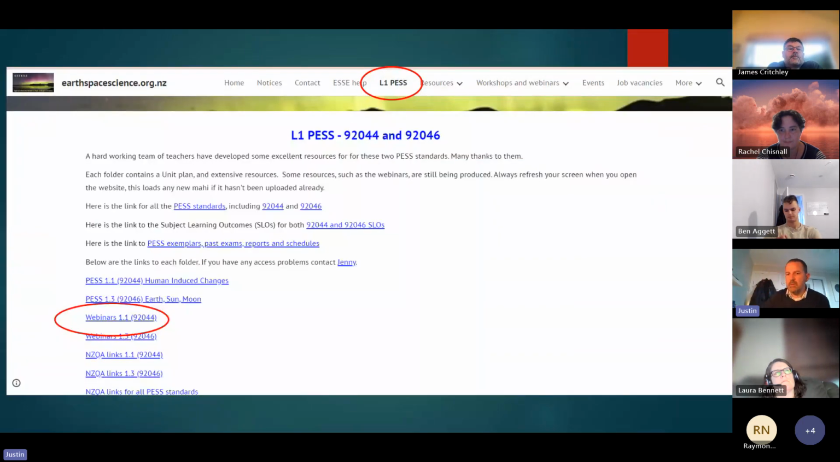So just to show you where everything is. If you have a look at the red circle up at the top, if you click on that link from the earthandspace.org.nz website, you'll get to this page, and you can see in the red circle at the bottom, that's where all the webinars and the recordings and this presentation will be as well. And you can see just above that in PS 1.1 and 1.3, that's where the course outlines and resources can be found. So I recommend you go along and have a look at that rather than everybody reinventing the wheel.